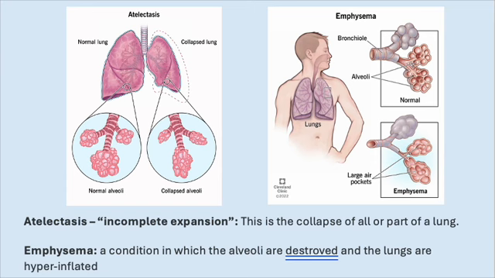So we're going to start with two conditions here. Now, to understand respiratory disorders, we have to look at how the lungs may lose their ability to perform their main function, which is gas exchange. So two of the most common ways that gas exchange is interrupted is through atelectasis and emphysema. So here we have atelectasis and emphysema listed here.